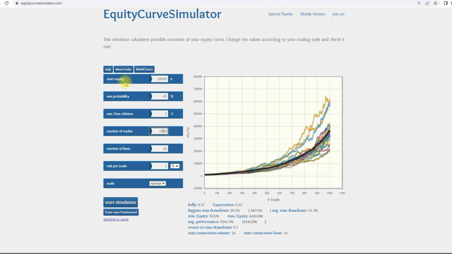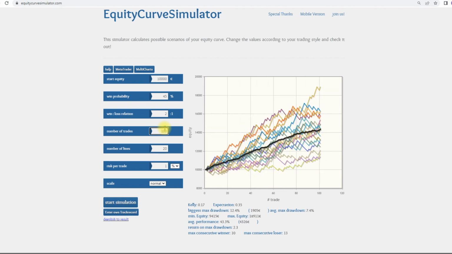Now let's play a little bit more with this equity curve simulator. Let's go back to our 100 trades. And on the bottom you see the average performance in this case would be 43%. The maximum drawdown 12% and the average drawdown 7%. Works good for me. To maybe take some pressure from you, the win-loss relation, for example, doesn't always have to be 2. Let's put it to 1.8, for example. And the win probability, let's put 43%.